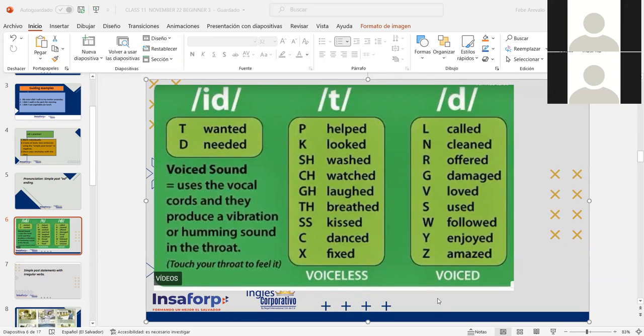Hola. Hello, Carlita. Action. Wanted, needed, helped, looked, washed, watched, loved, breathed, kissed, danced, fixed, colored, cleaned, offered, damaged, loved, used, followed, enjoyed, amazed. Okay, excellent, Carlita. Repeat after me only these ones. Kissed. Danced.